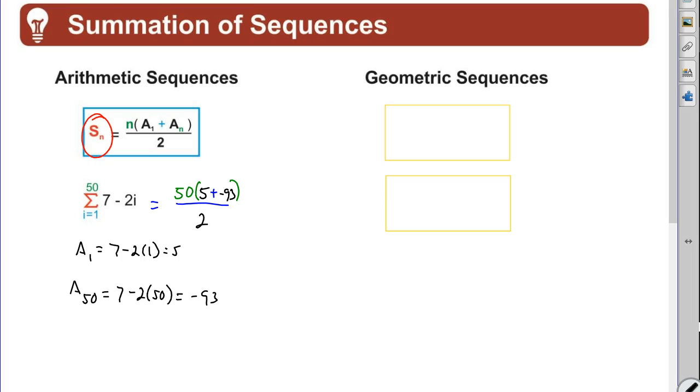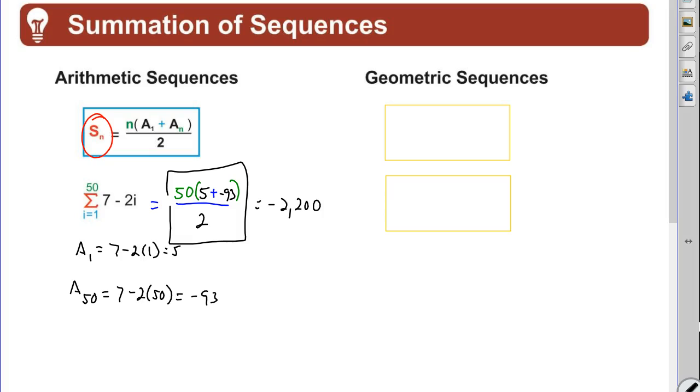All right, so from here on out, I can just simply run my formula. Okay, so 5 and a negative 93, what is that? A negative 88. And 50 divided by 2 is 25. So 25 times a negative 88, and I get negative 2,200. I'm sorry, negative 2,200. Better be able to read my calculator correctly.